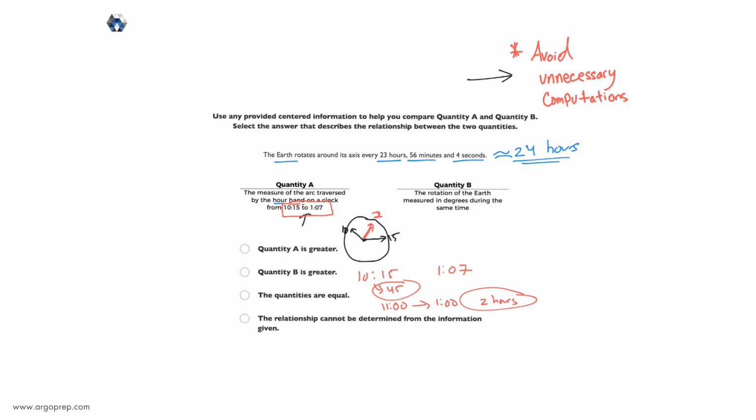And then finally, 2 hours gets me to 1 o'clock, and to get to 1:07, I need to add the 7 minutes. So I'm adding 45 plus 7 plus the 2 hours. That works out to be, I believe, 2 hours and 52 minutes. So 2 hours and 52 minutes is the time that has passed, and I'm interested in the measure of the arc traversed by the hour hand. And I want to compare that to the rotation of the Earth measured in degrees during the same time.